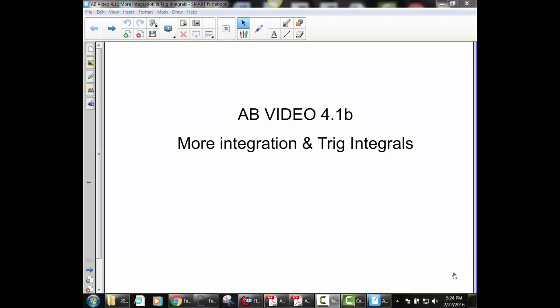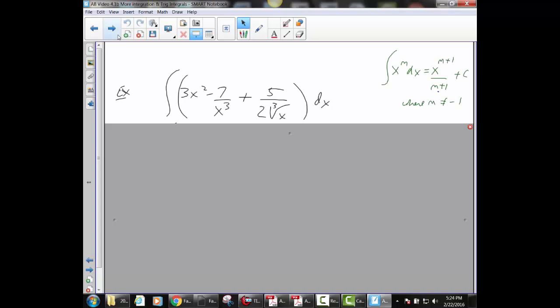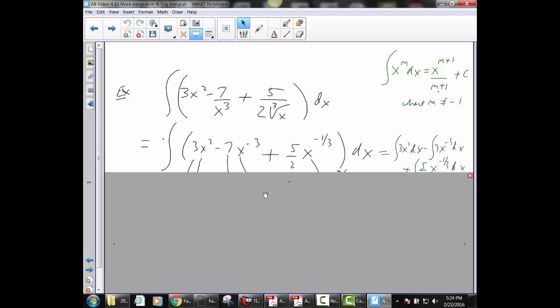Hi, welcome to video 4.1b, more on integration and an introduction to trig integrals. Okay, so this is very similar to when we took derivatives. This time it's an antiderivative, but it's the same idea. You're going to rewrite this as 7x to the negative 3. You're going to rewrite this as 5 halves x to the negative 1/3. Okay?